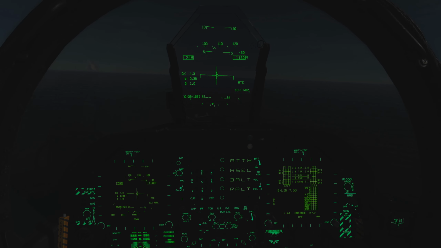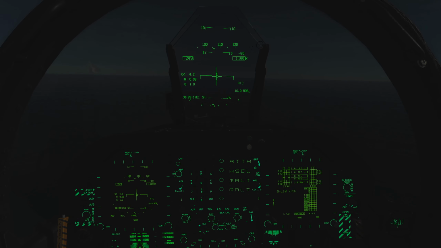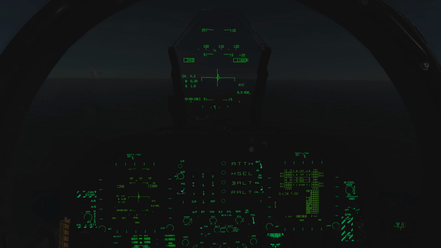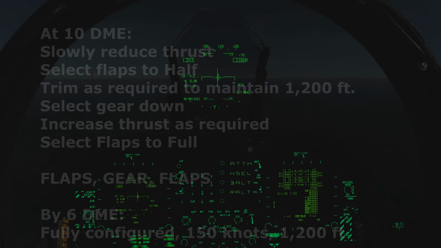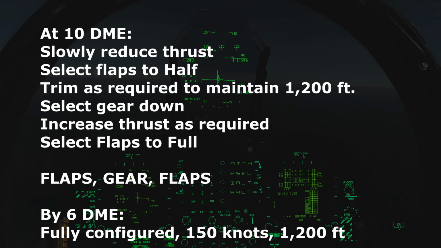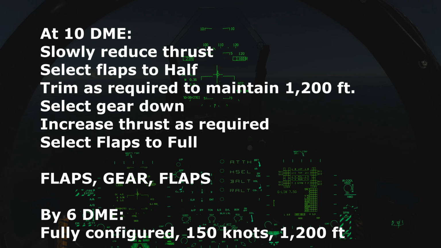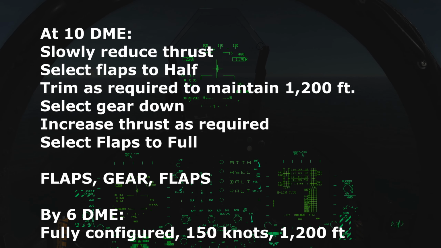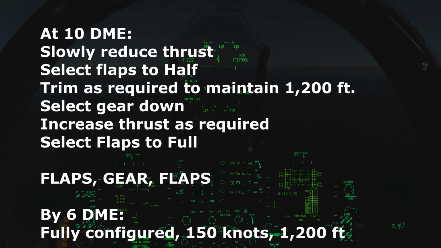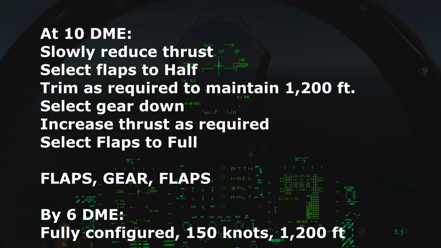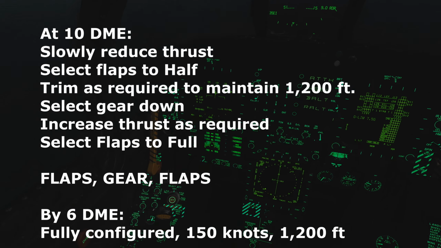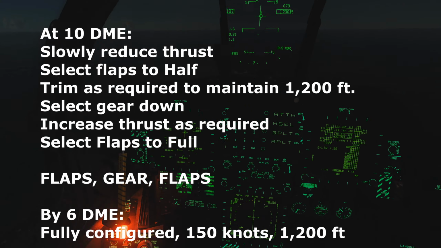At 10 DME, begin reducing your airspeed. The goal is to be fully configured by 6 DME. Slowly reduce your throttles to idle, select flaps to half, trim as required to maintain 1200 feet. Select gear down and continue trimming to maintain altitude. Increase thrust as required. Then select flaps to full.